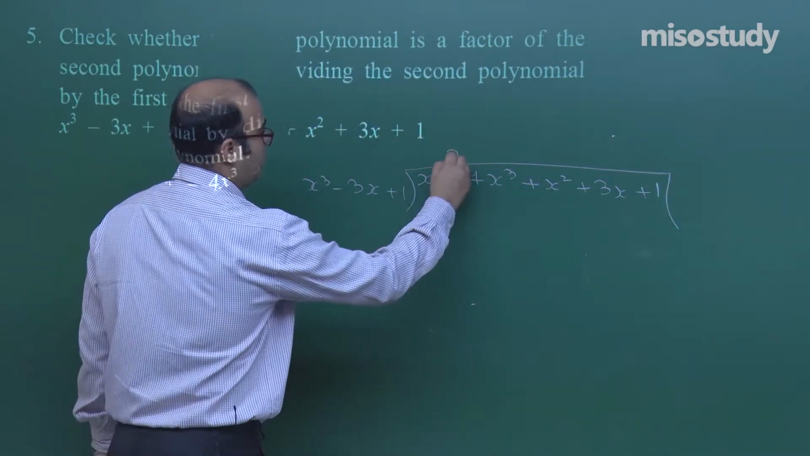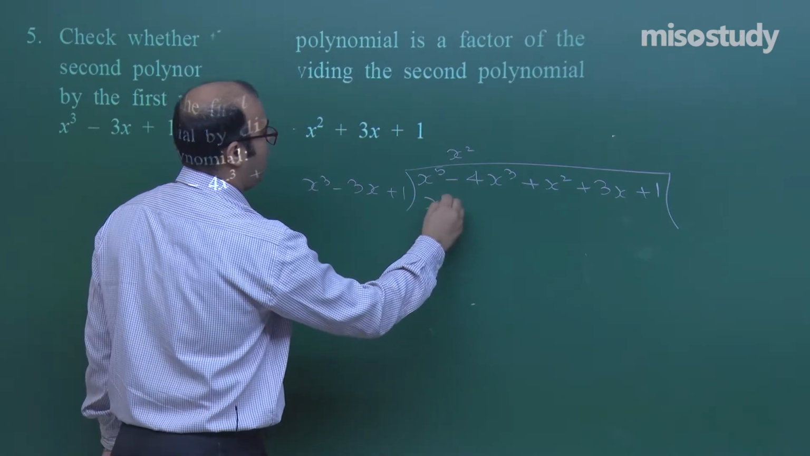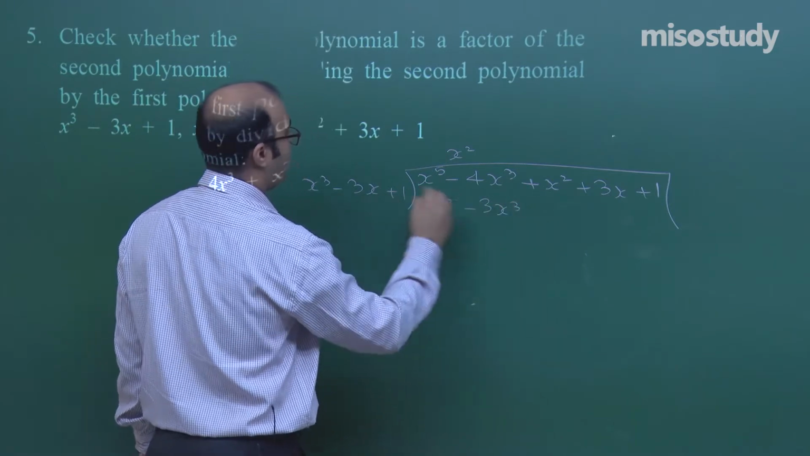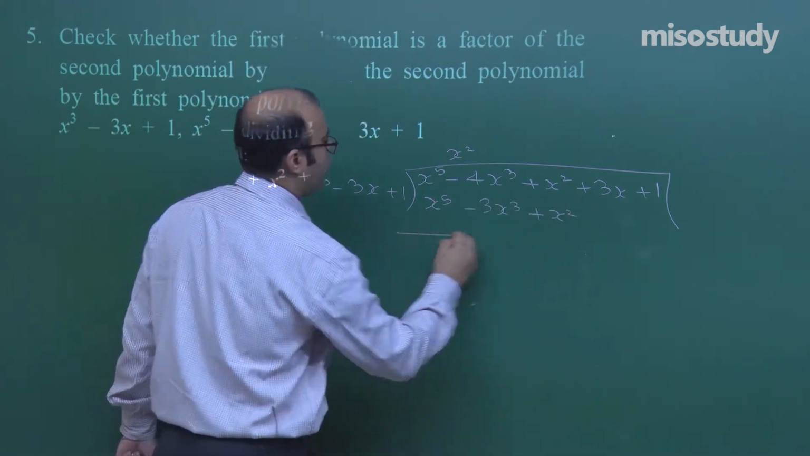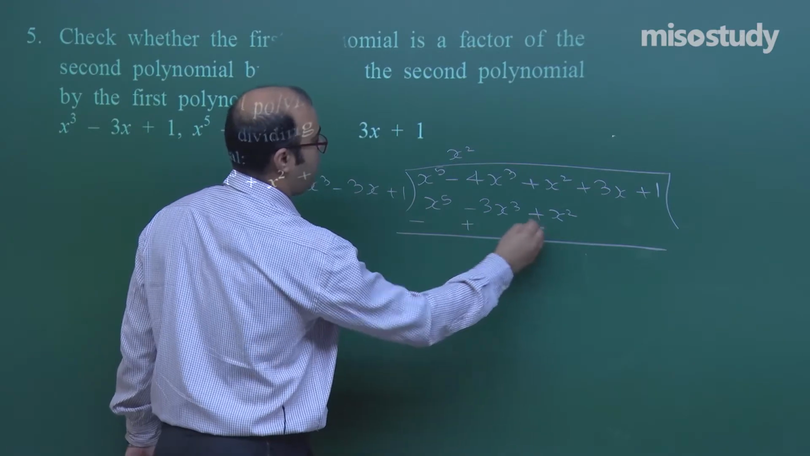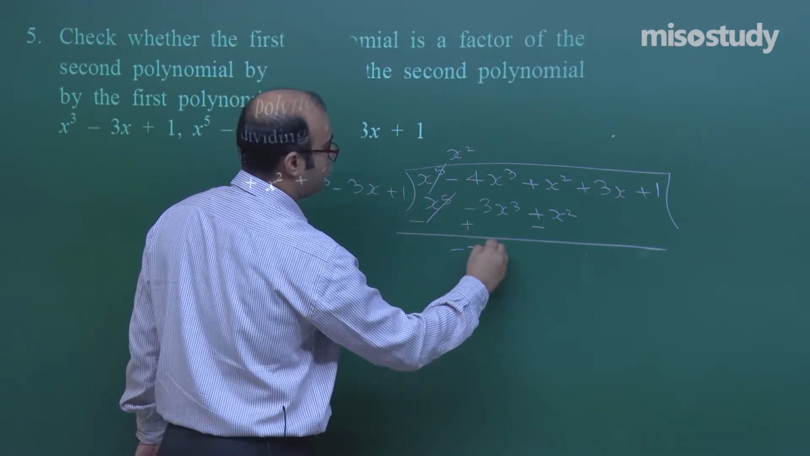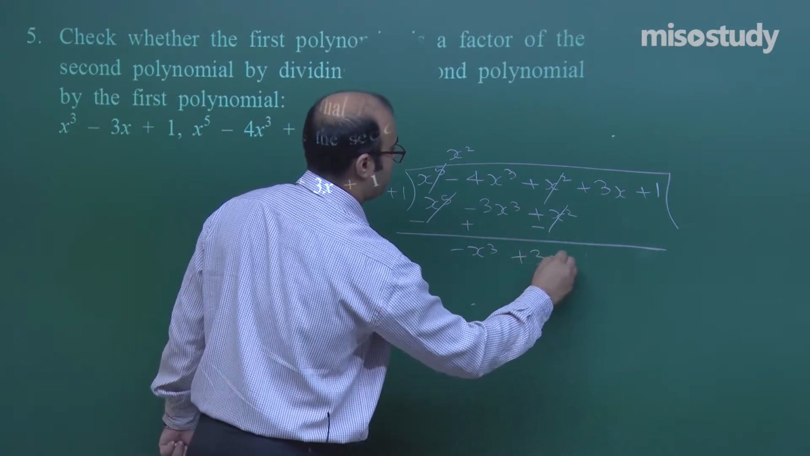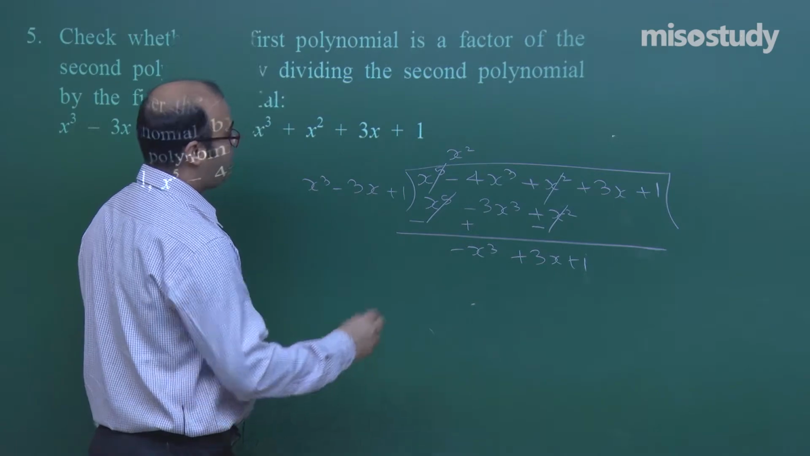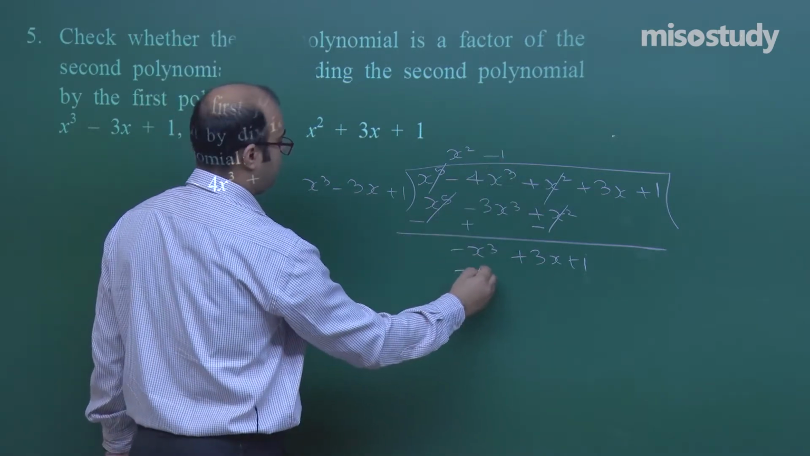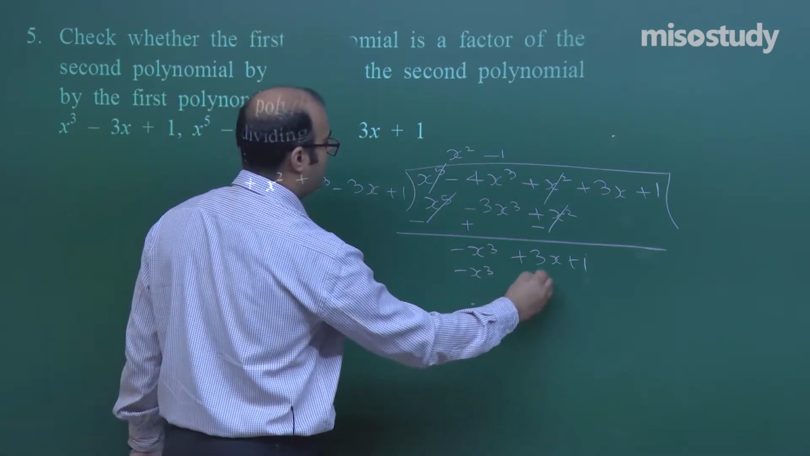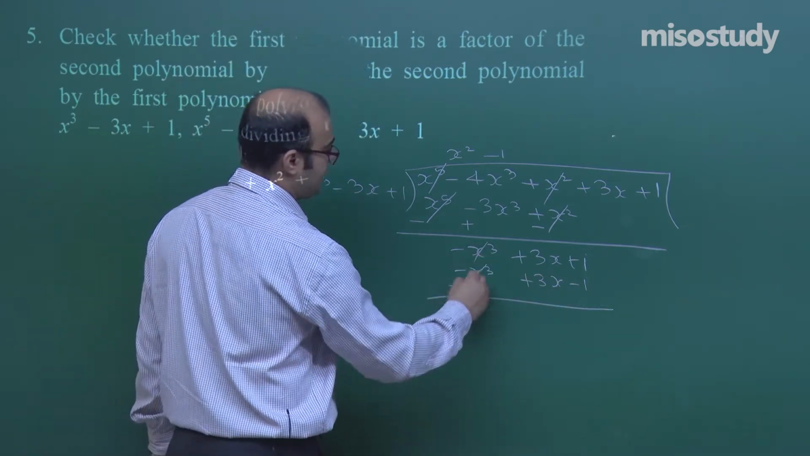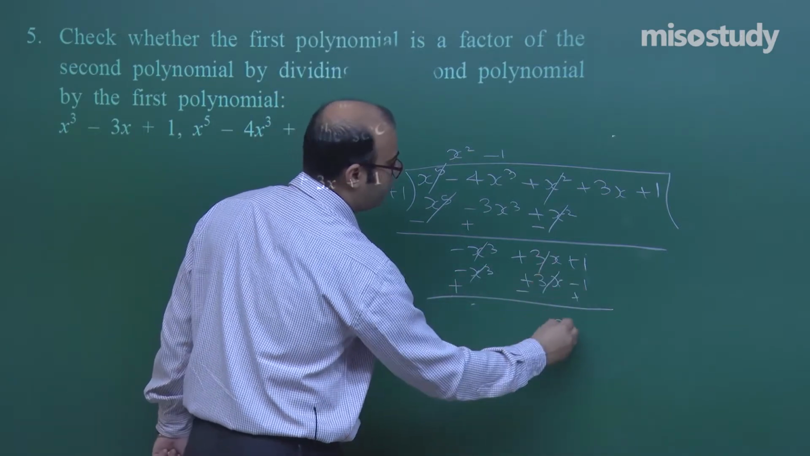So first of all we will multiply with x square, this will become x to the power 5 and next term will be minus 3x cube and next term will be plus x square. So we will do the subtraction, this will be minus, plus and minus, cancel, this will become minus x cube, this will become plus x square minus x square cancel, plus 3x plus 1. What we have to do next, multiply with minus 1, this will be minus x cube, next will be plus 3x and next will be minus 1. So when we do this, we observe this cancels, but this add up to give 2.